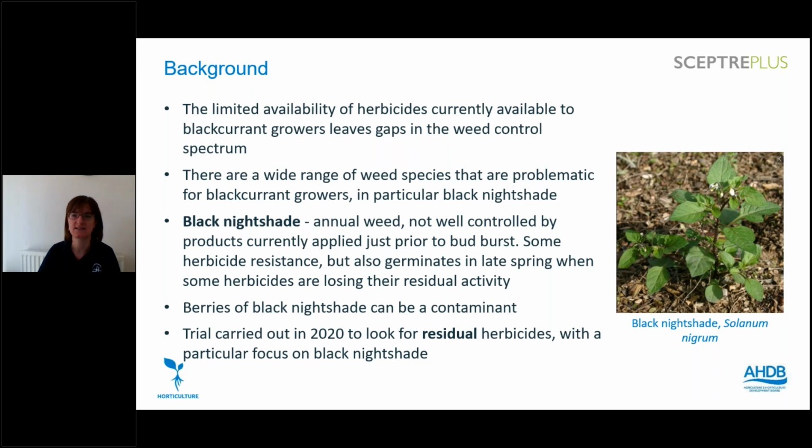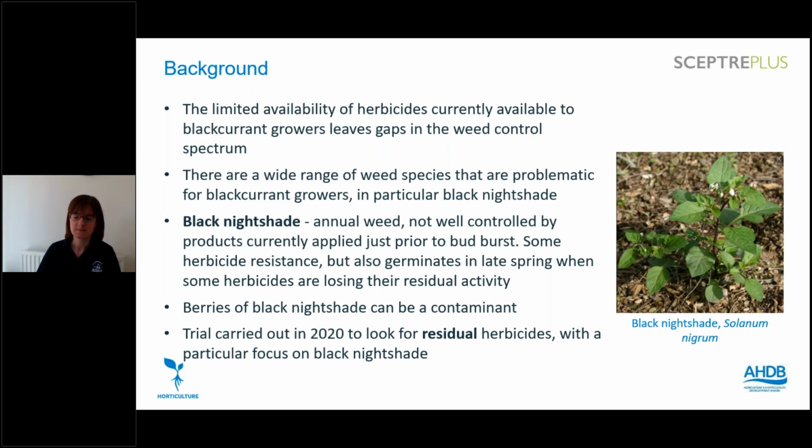So it does have some herbicide resistance, but it also tends to germinate later in the spring. So quite often, if herbicides have been applied earlier, then some of them may already be losing their residual activity, and therefore it can be harder to control this particular weed. And obviously, as we're well aware, the berries of the black nightshade could be a huge contaminant, so we really need to keep on top of that weed before it gets to any stage where it could be producing berries.